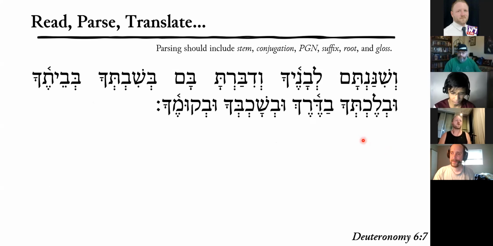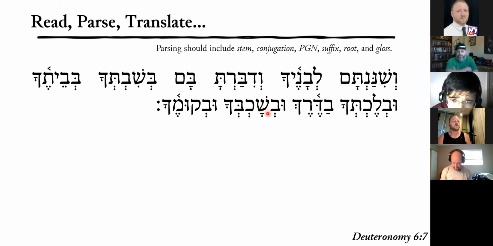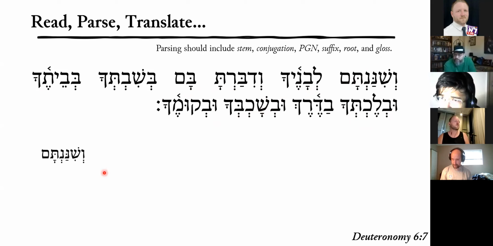Very nice. Okay, we've got another one. The next few verses are going to be from Deuteronomy chapter 6, and they have to do in the beginning with the passage we memorized for the last section of the course. This one says, v'shinantam levanecha, v'dibarta bam b'shivtecha b'veitecha, u'v'lechtecha vaderech, u'v'shochbecha u'v'kumecha. This is shochbecha, infinitive construct. Okay, leshanen. Let's see. I've got the verbs here for you to break down.